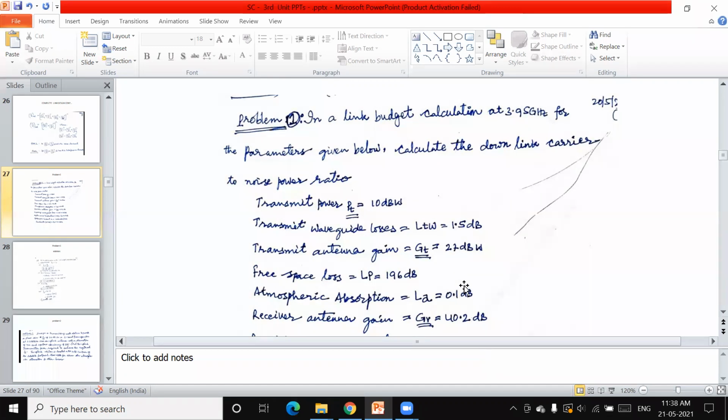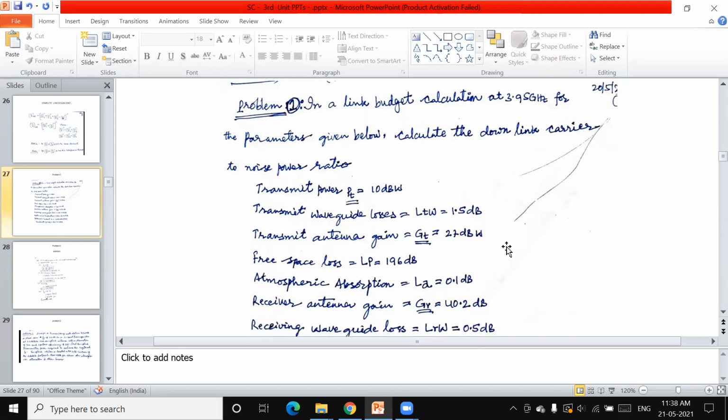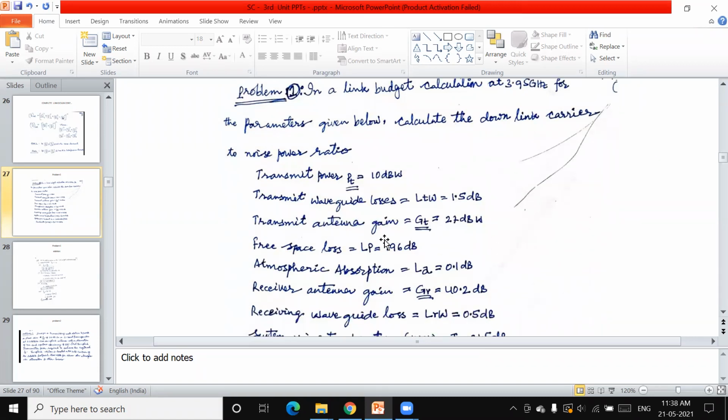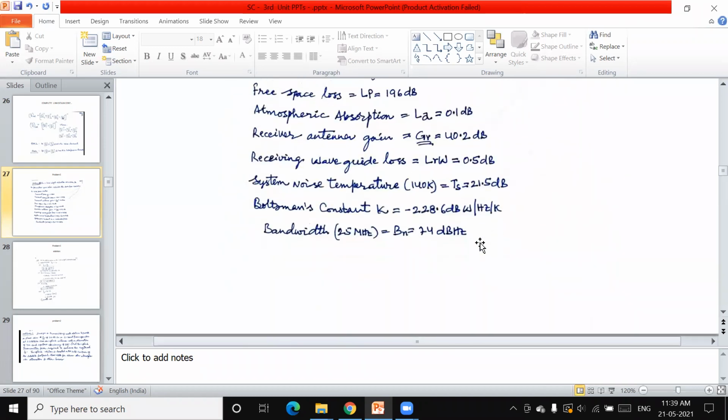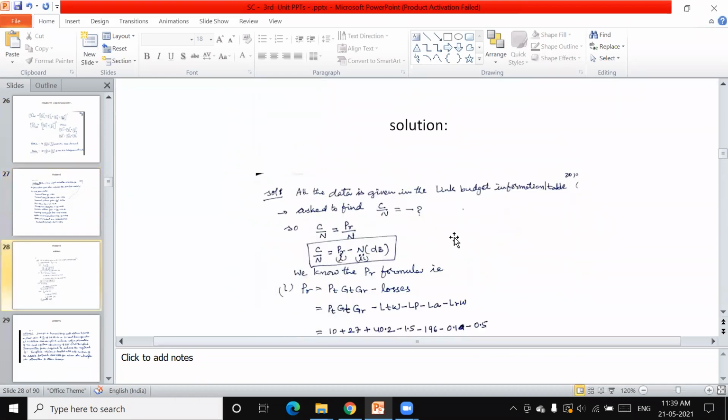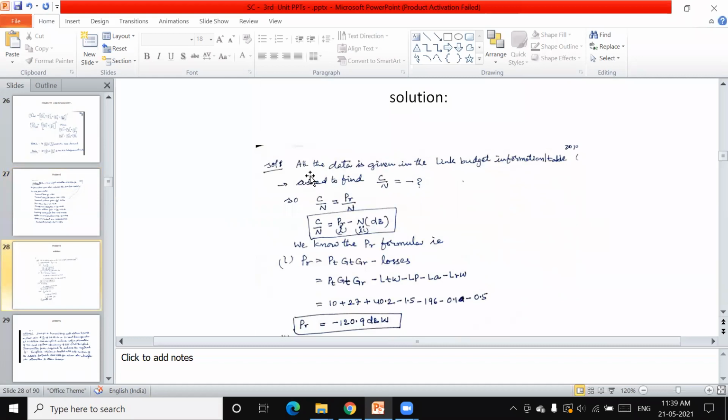Carrier power at the receiving earth station is PT, GT, GR minus losses. What kind of losses are there? PT, GT, GR minus all these losses. So now you have to consider the solution for this. The solution: all the data is given in the link budget table. You are asked to find C by N equals how much? This is for the downlink.